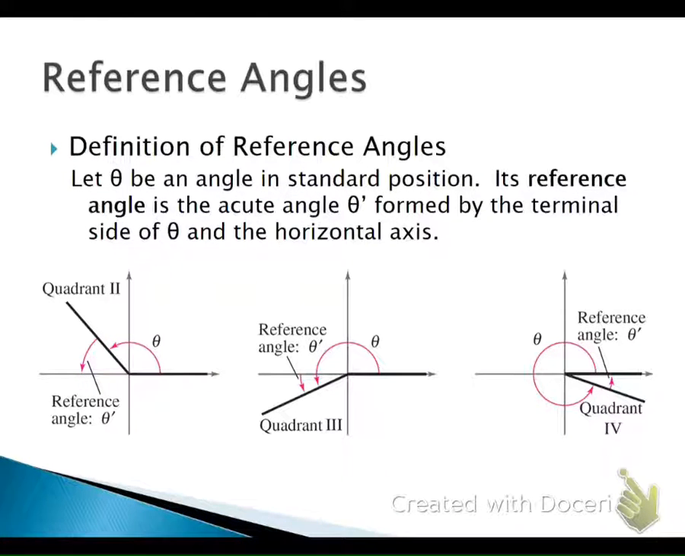Okay, class, reference angles. It says here the definition of a reference angle is: let theta be an angle in standard position. Its reference angle is the acute angle theta prime formed by the terminal side of theta and the horizontal axis. So it's always that little angle just between the ending side and the horizontal axis, or the x-axis, positive or negative.